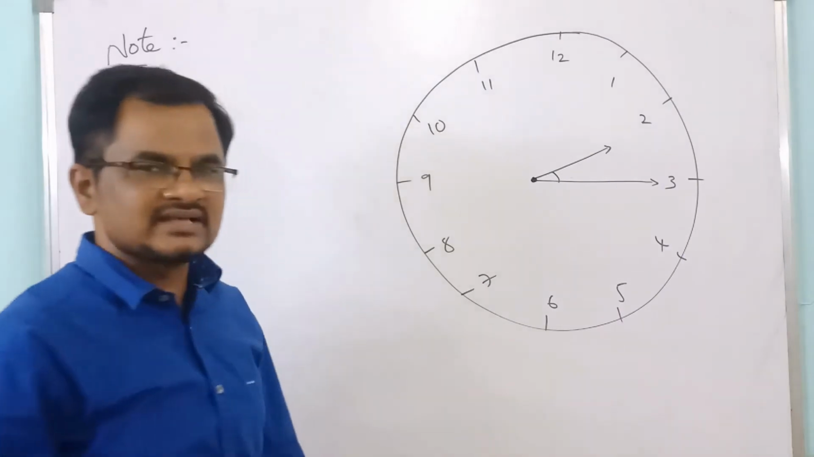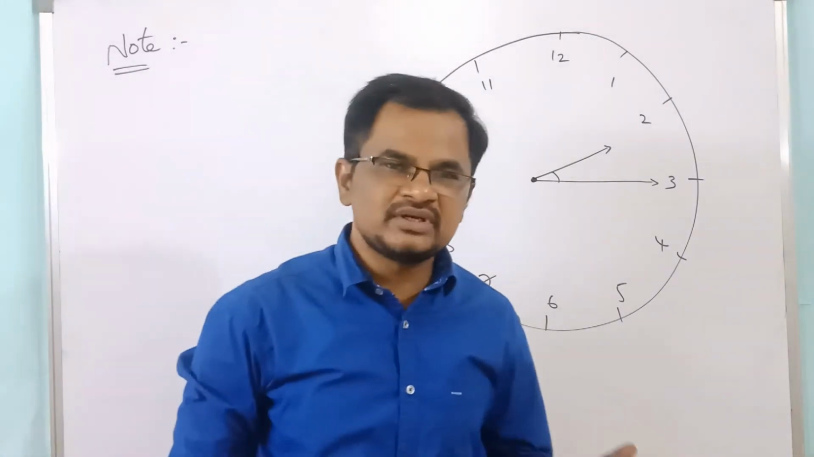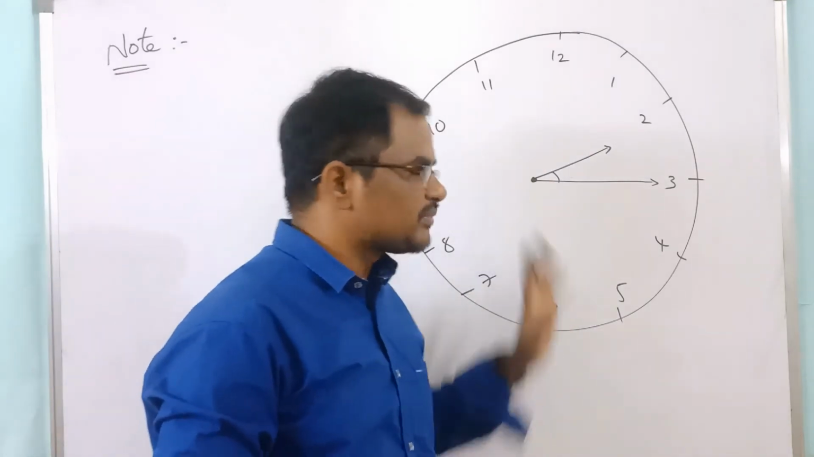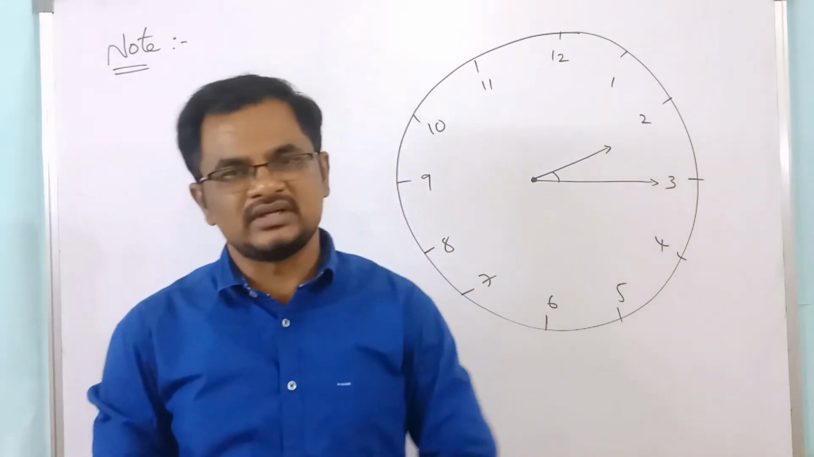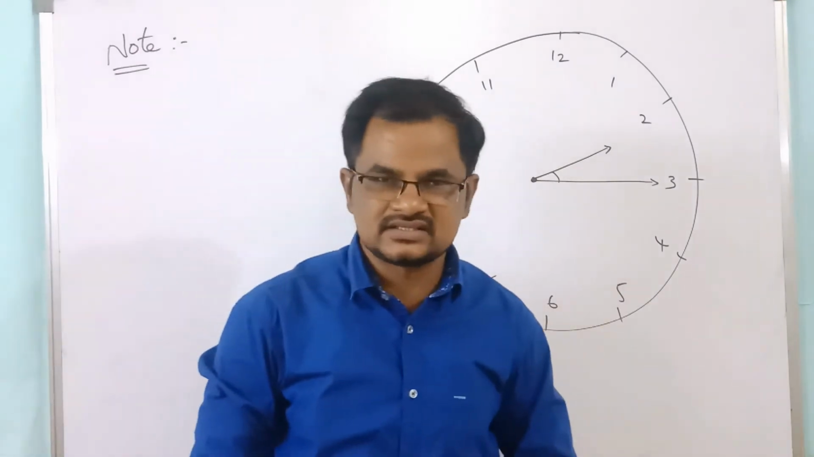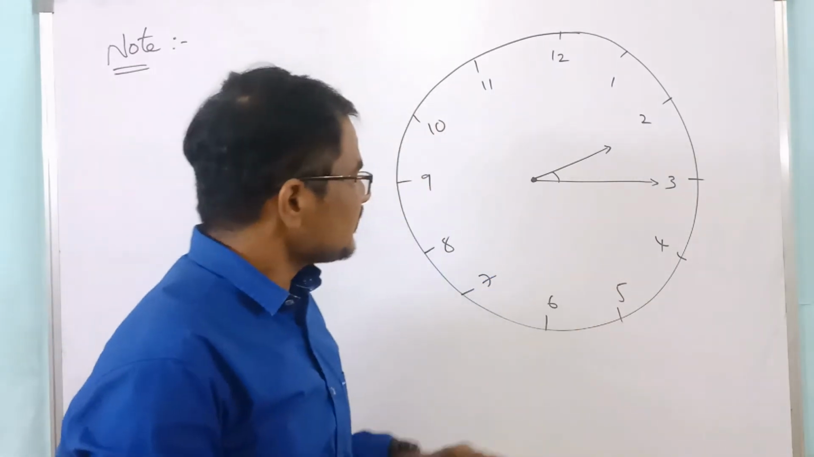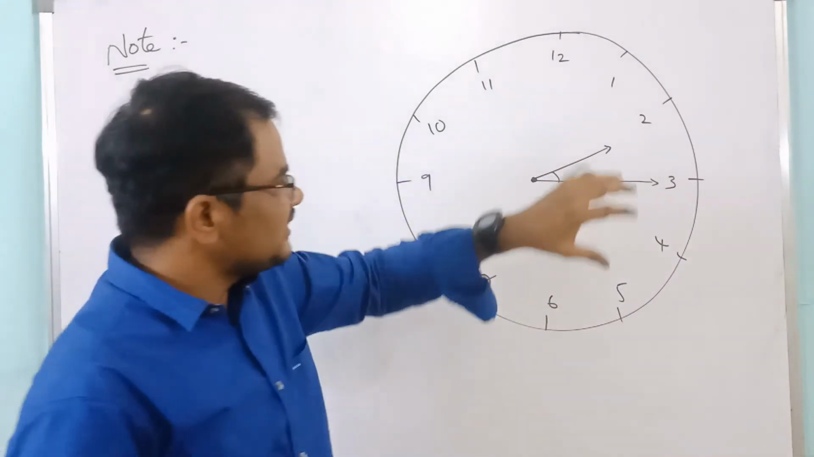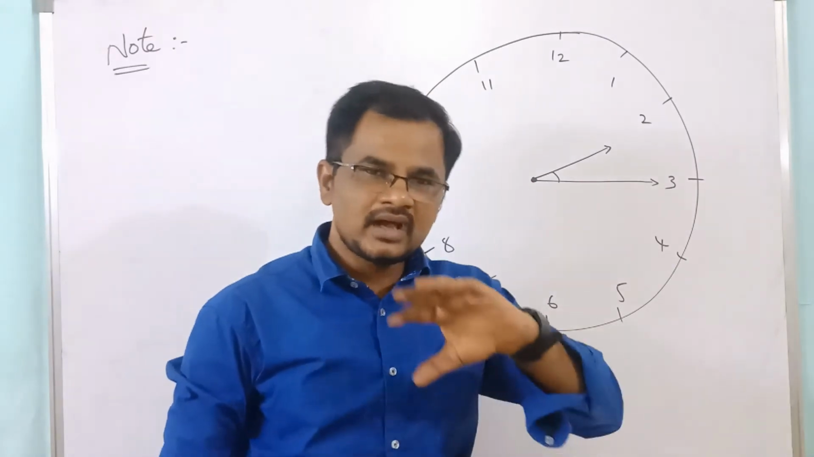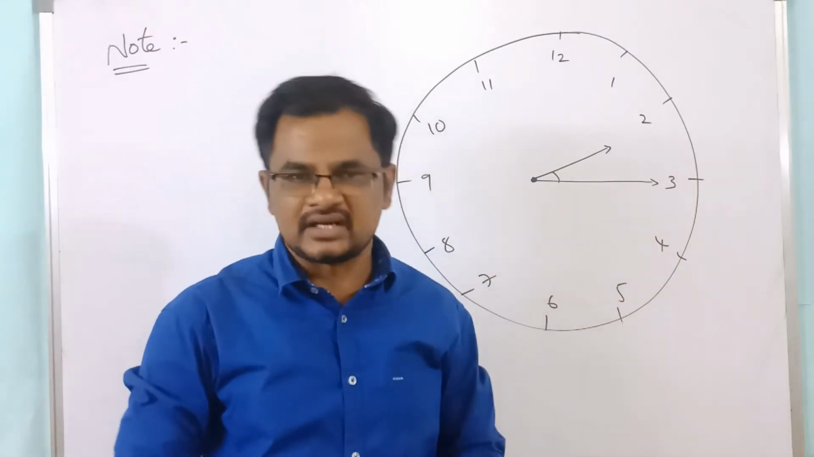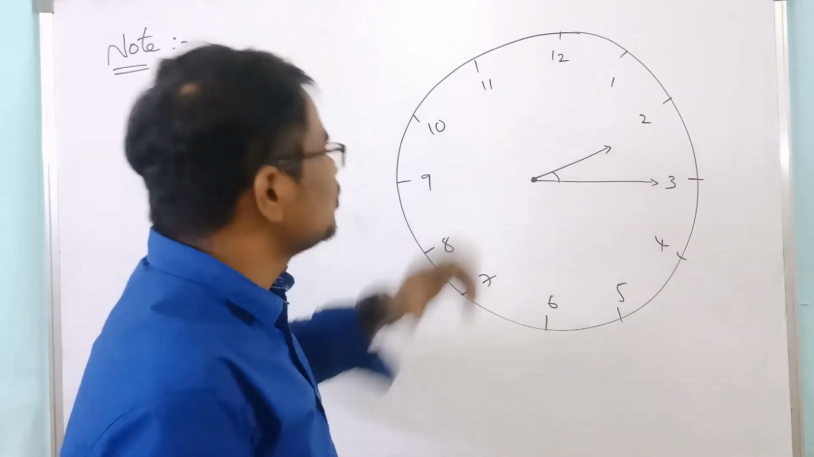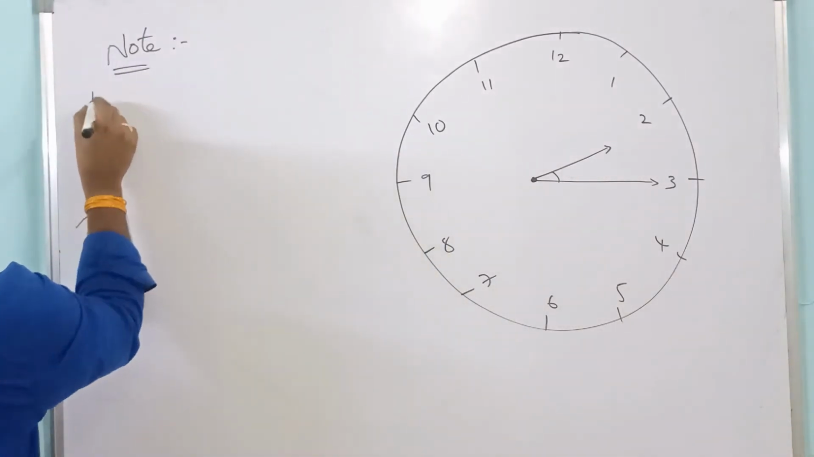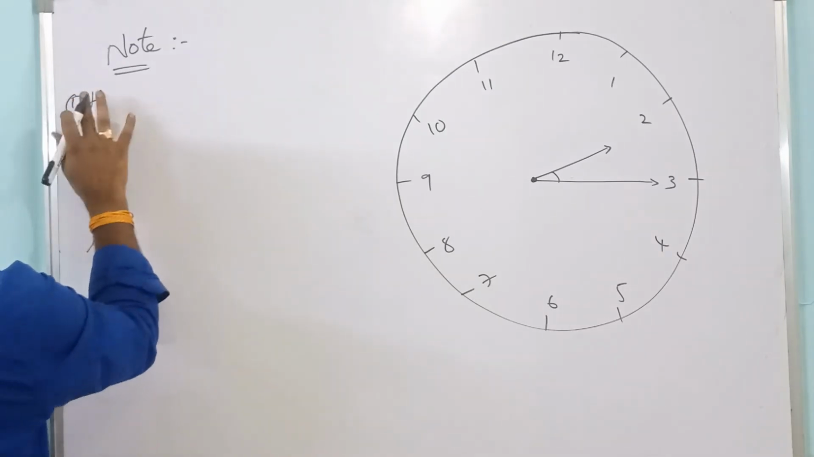So problems they will ask like this: find the angle between the two hands of a clock. This means in this type of problem we consider only the hour hand and minute hand, right? We won't consider the seconds hand. So find the angle between the hour hand and minute hand of a clock. So how to find it? For that, see, first we have to take the hour hand.